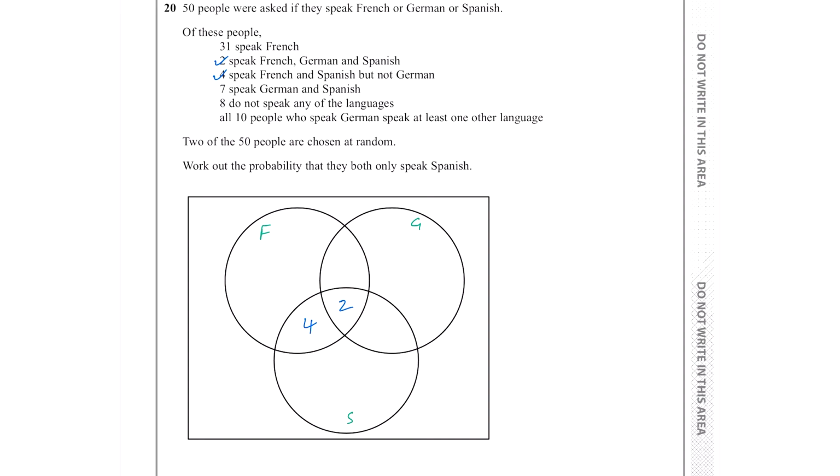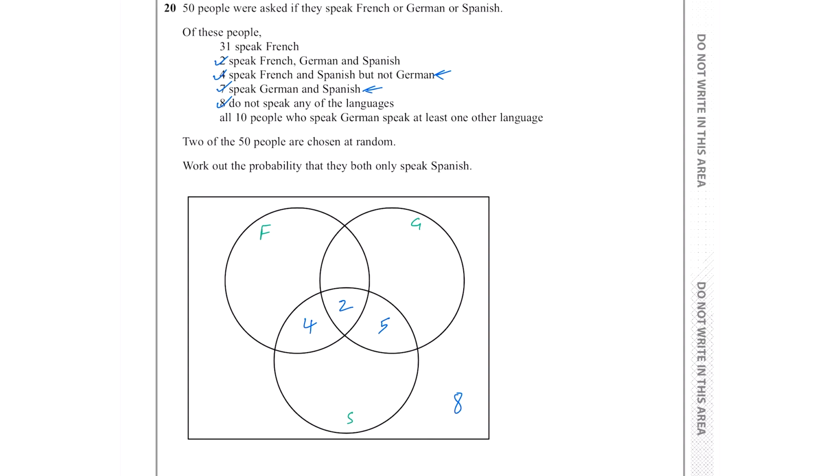Now the next one, you want to be careful here. It says German and Spanish. So that is essentially looking at this entire loop here. I'll rub this off in a second. But that's looking at that entire loop. There's already 2 people in there, so this must be 5. Because it doesn't say, this previous one was specific. It said and not German. This one doesn't say and not French. So that's a 5 in there. We can take that off. Then it says 8 do not speak any of these languages. Nice and easy, that can go outside.